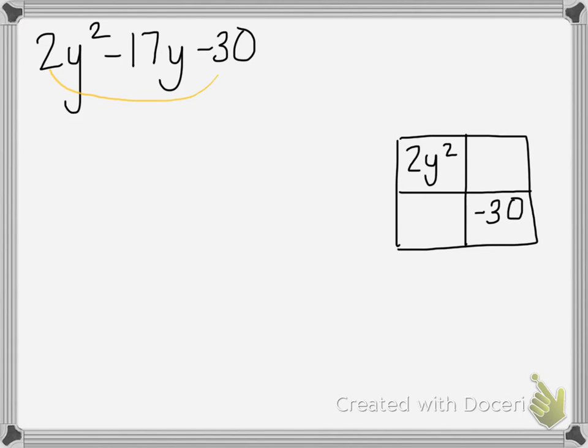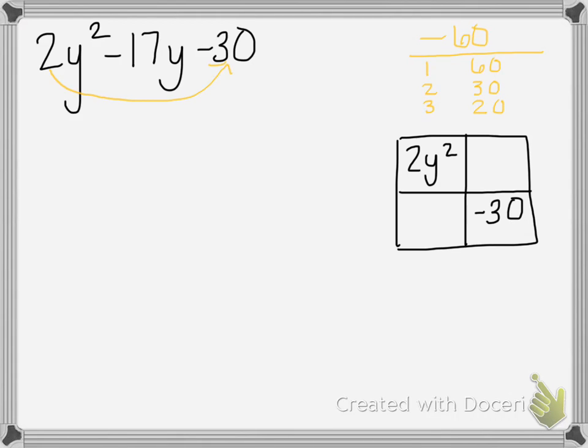So we're going to go 2 times negative 30, which is going to give us a negative 60. Remember, we don't want to worry about the positives and negatives right away. Let's just start listing factors. So we have 1 and 60. We have 2 and 30. We have 3 and 20.